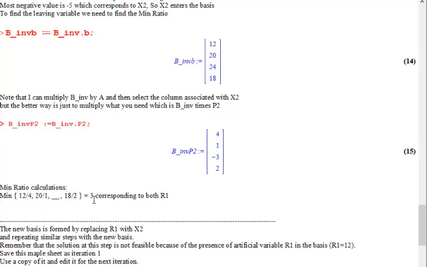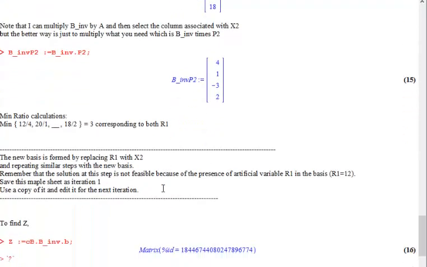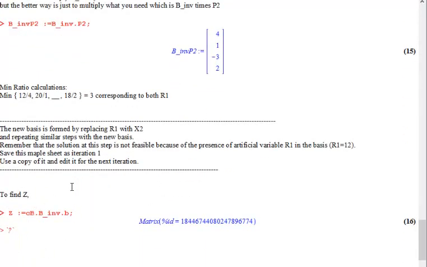The minimum is 12 over 4, and that's corresponding to R1. Therefore, x2 enters the basis, and R1 will leave the basis. At this point in time, we can do the calculation for z if we want, which would be negative 12M. Of course, it's not needed at this stage, but that is what we will do.